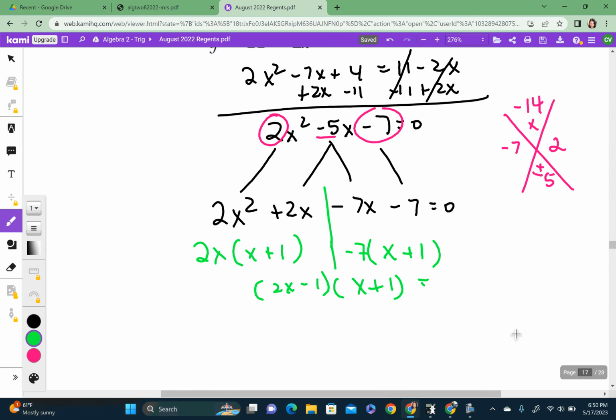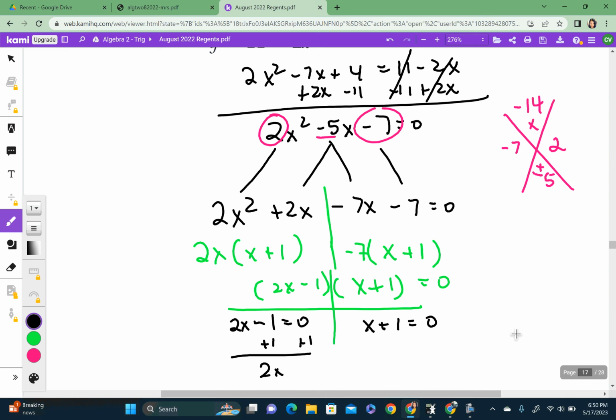Next thing I'm going to do is set them both equal to 0. So I have 2x minus 1 equals 0 and x plus 1 equals 0. So I have add 1, so I get 2x is equal to 1.